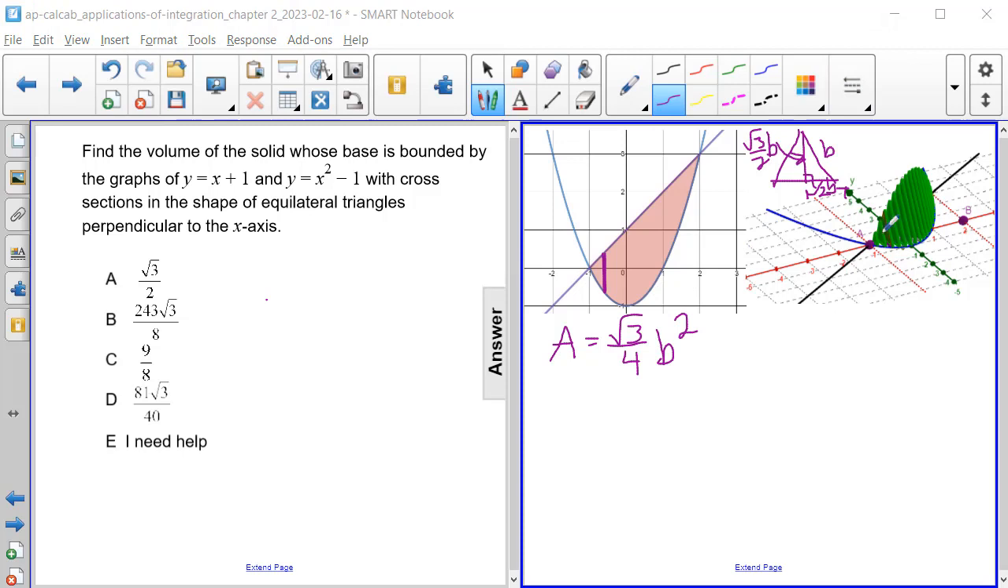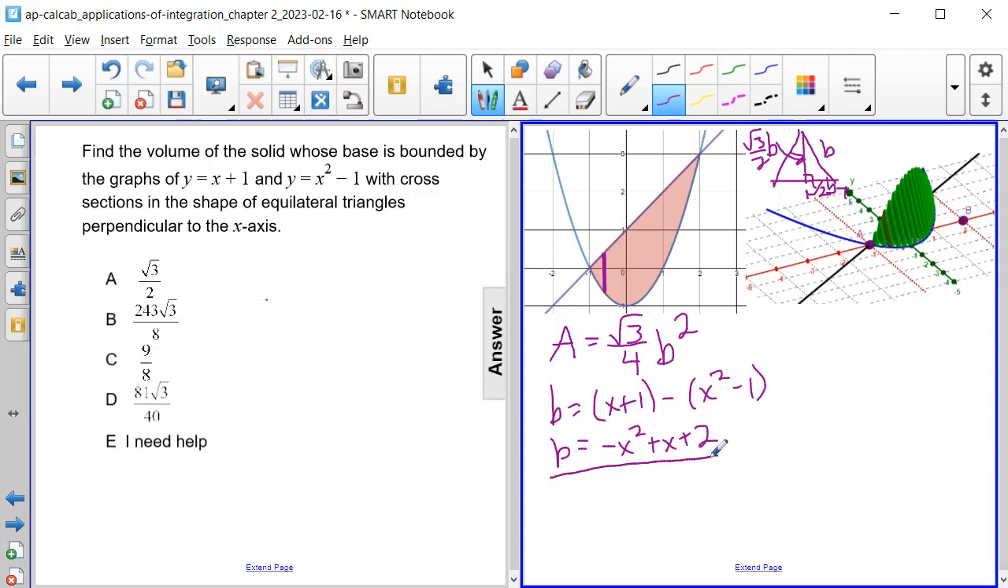And now what is the b, or base value, in our situation? Well, we're going to take our upper function and subtract the lower function from it. So b is going to be x plus 1 minus (x squared minus 1). If we distribute the negative through and combine like terms, it would then simplify to negative x squared plus x plus 2. That's what our b value is going to be.